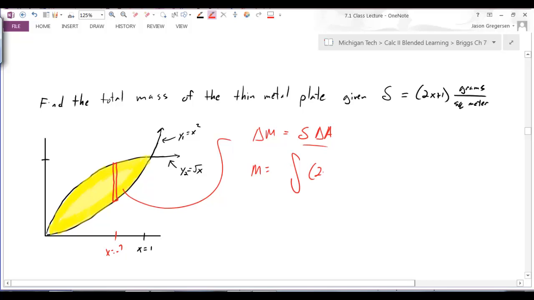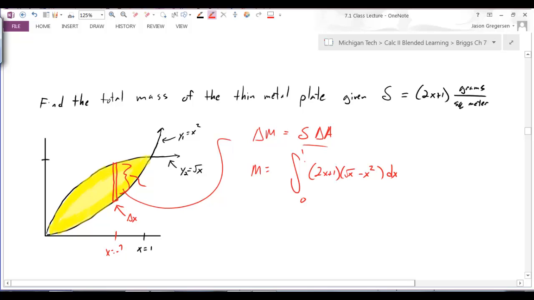I know what my density is. It's 2x plus 1. And all I really need is the area of the slice. That's the same problem we did when we did area problems. The area of the slice is just the height times the thickness. The thickness is going to be delta x here, but when I add them all up and take the limit, it will turn into dx. And what's my height in this case? Square root of x minus x squared. That should be the height. And I'm integrating through my range of x values from x equals 0 to x equals 1.